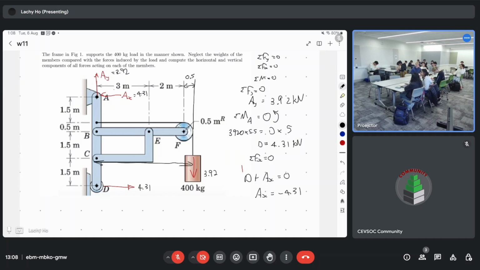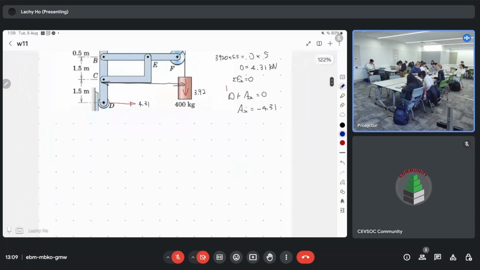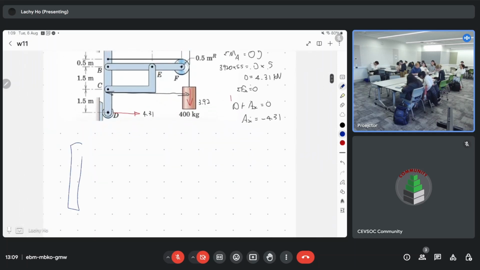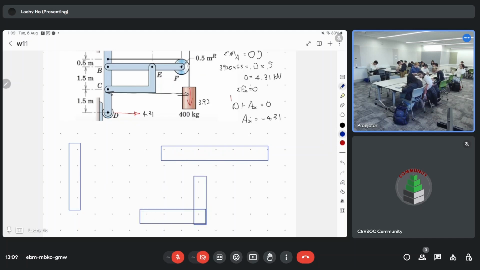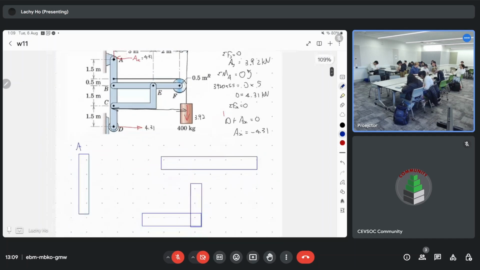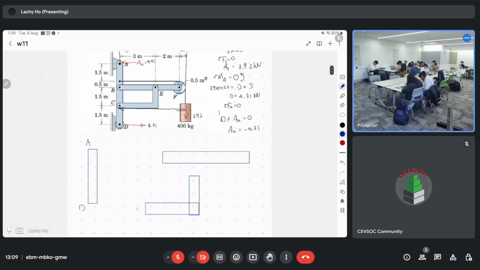Okay, so now let's start disassembling our structures. We can see here that we have three structures: AD, this curved one, and this BF. So let's draw them individually, like this. A, D, C, E, F, E, and B.